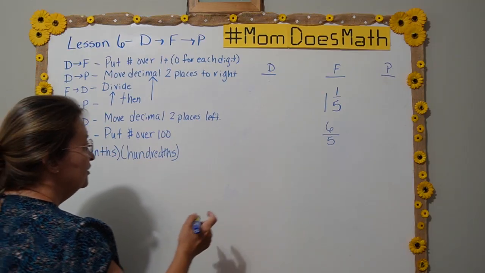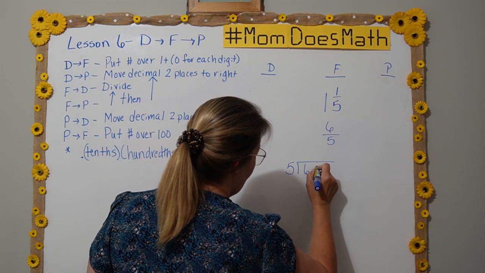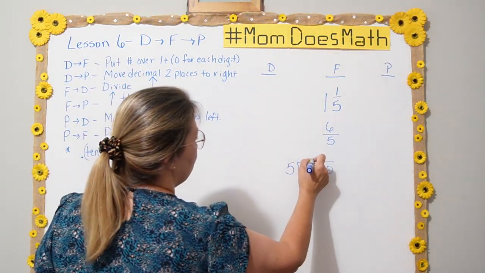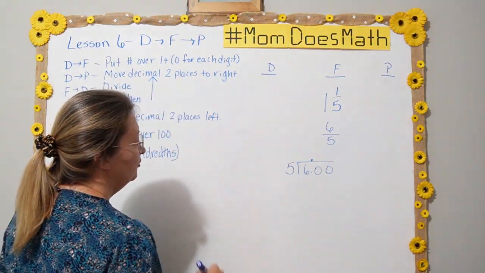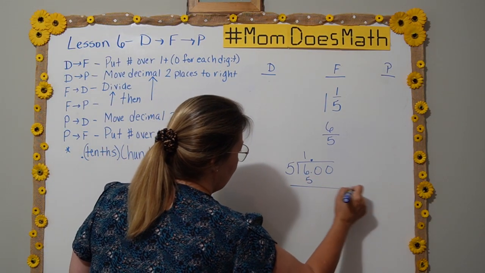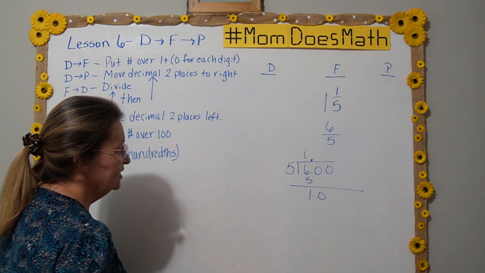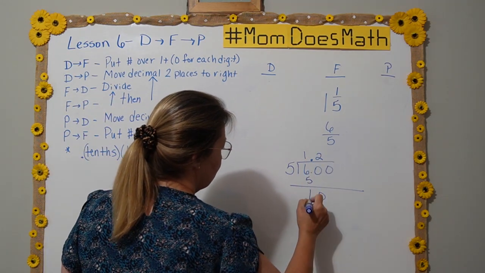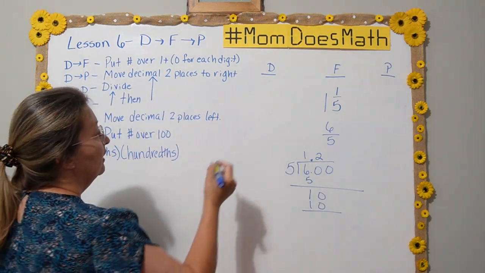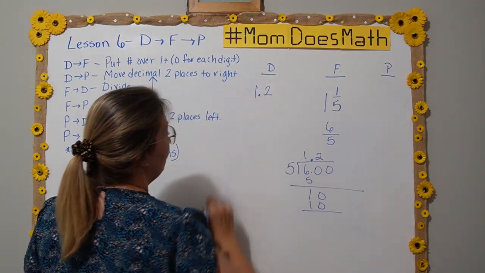All right, now to change it to a decimal, your bottom number goes on the outside, and then I'm going to need at least 2 zeros. All right, put your decimal up there. How many times will 5 go into 6? 1 times. 1 times 5 is 5. Subtract and bring down the 0. How many times will 5 go into 10? 2 times. 2 times 5 is 10. So technically, I can stop there, okay? It's just going to be 0. So our decimal form is 1.2.